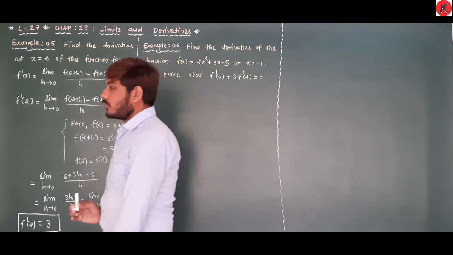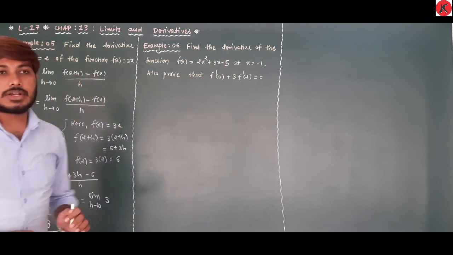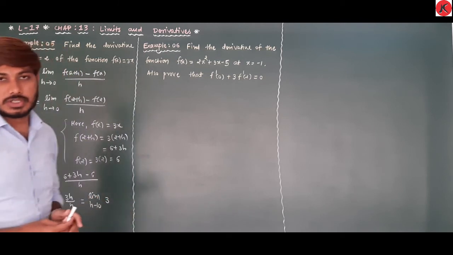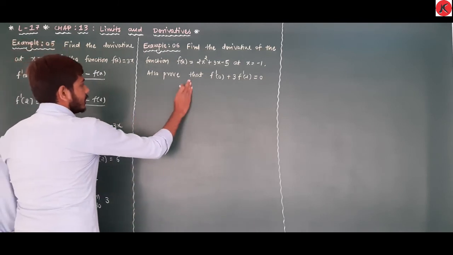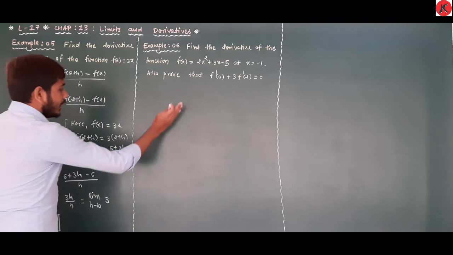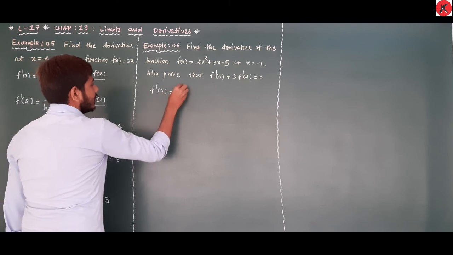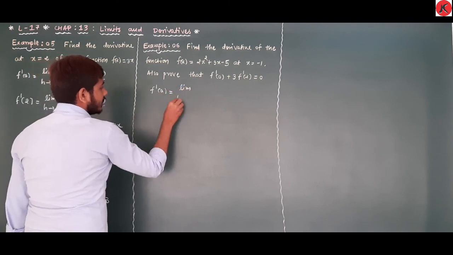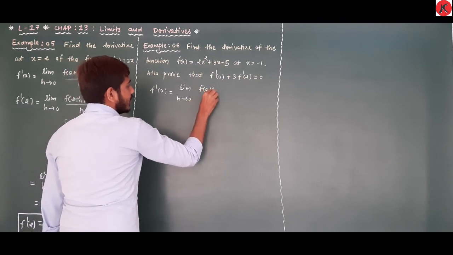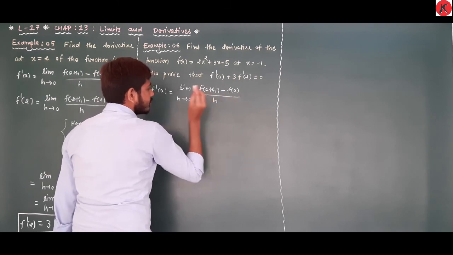Find the derivative of function f of x equals 2x square plus 3x minus 5 at x equals minus 1. The first principle of derivative, or definition of derivative, f dash a can be given by limit h tends to 0 of f of a plus h minus f of a divided by h.